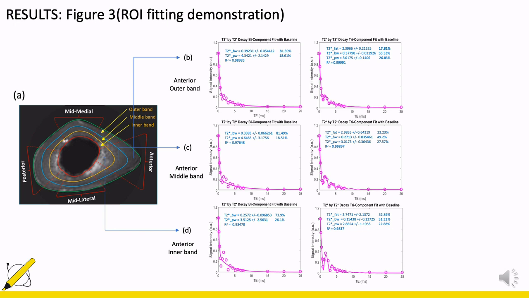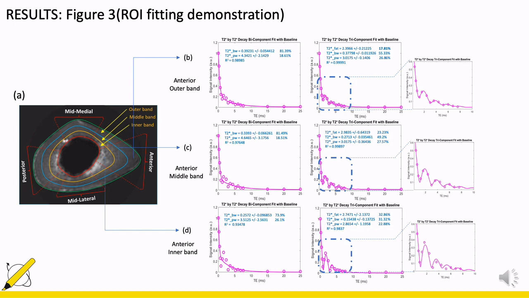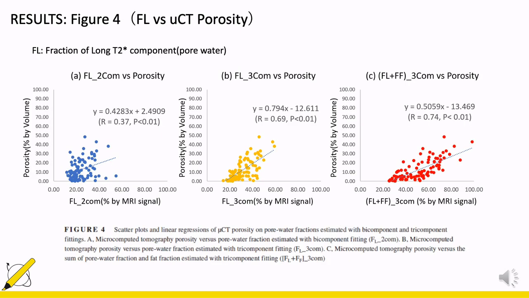Interestingly, as we know, the inner band of the bone will preserve more fat than the outer layer. In the zoomed view, from outer band to inner band, the oscillation of the signals becomes more drastic, which is also consistent with our simulation results. By doing linear regression between FL and micro-CT porosity for all the ROIs of the bones, it can be found that FL from tricomponent model is better than the FL from bicomponent model. And also we can find that the sum of FL and FF has the best correlation of 0.74. This is quite reasonable because fat should exist also in the pores of the bone.